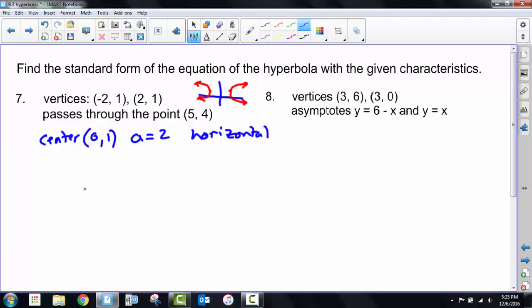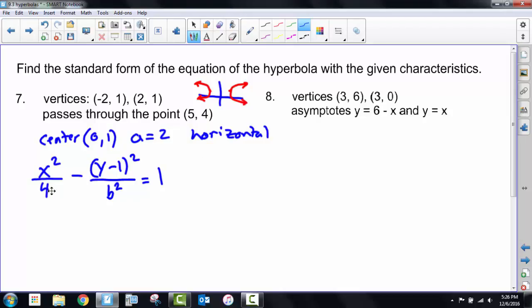All right, we've got the center, we've got the A value, we've got that it's horizontal. If we plug everything we know into the standard form equation, we'll be able to figure out what's left, which is B. So we know it's horizontal, so it's going to be x squared over a squared. We know a was 2, so we can change that to a 4. Then it's going to be minus, again, hyperbola, minus y minus 1 squared over, and we don't know b, so we're just going to write that as b squared for now. We'll come back to that, but we know it equals 1.